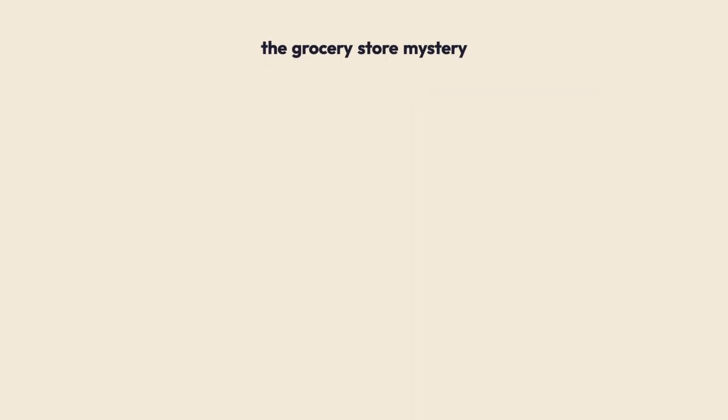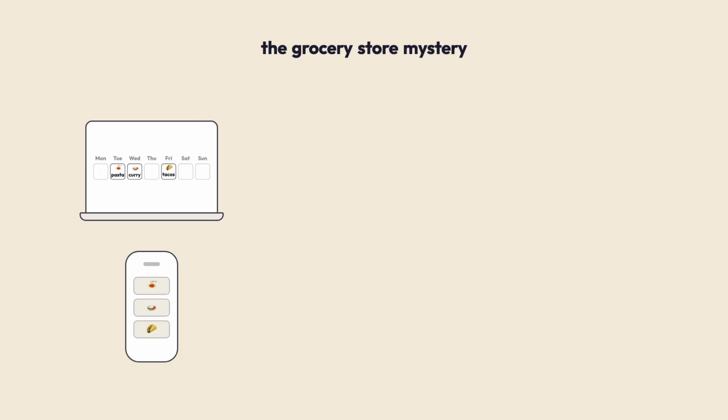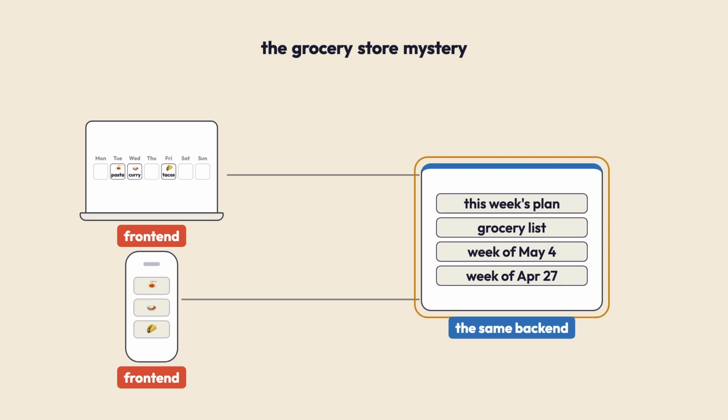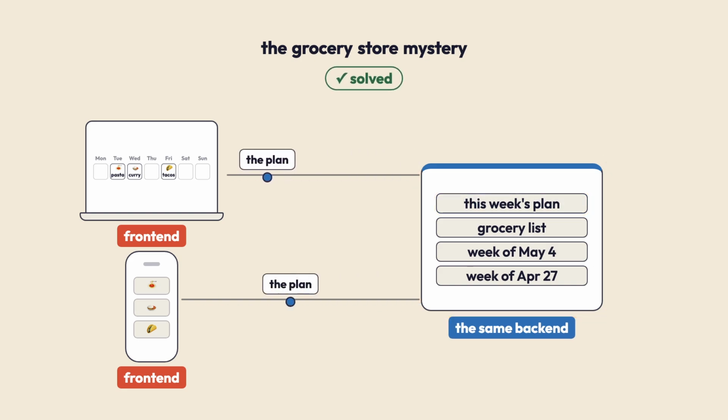This immediately explains the grocery store situation. Your laptop and your phone were each running their own front end, but both were connected to the same back end. The plan was stored there the whole time, and each device asked for it.